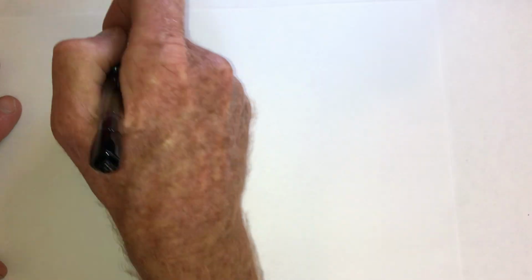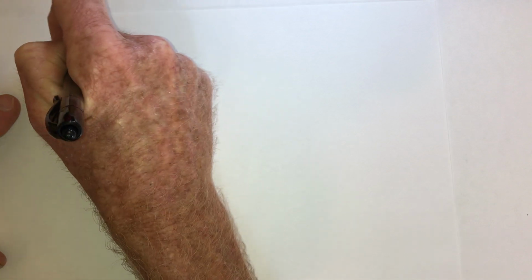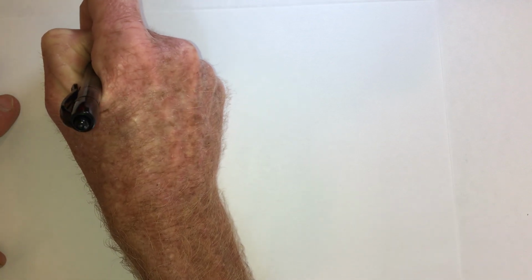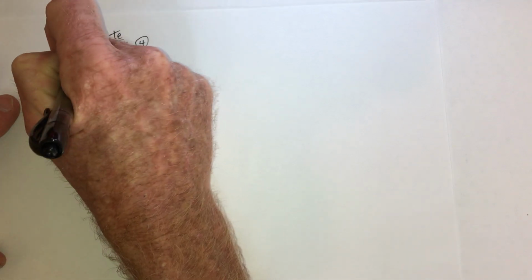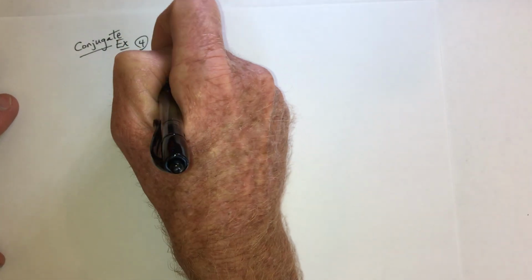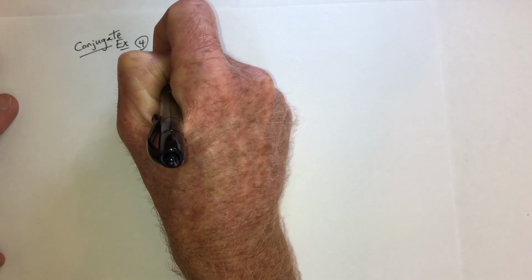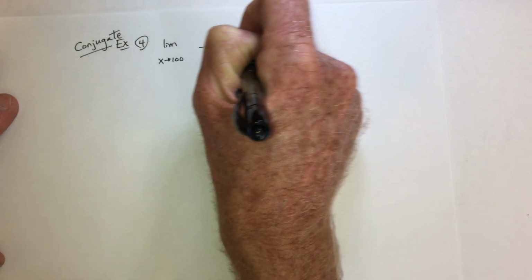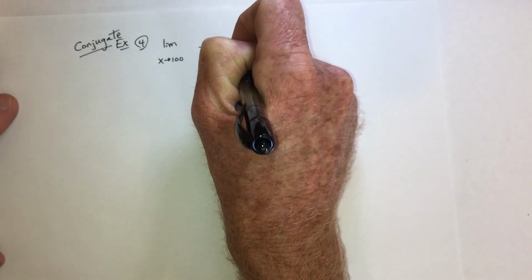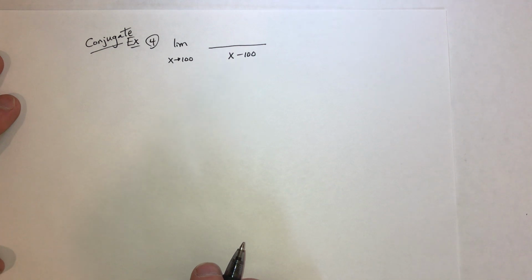For example number 4, what if you use the conjugate? So that is needed for problems like this that have a square root. We'll go with the limit as x approaches 100. The bottom will have x minus 100. So that's what causes the division by 0.